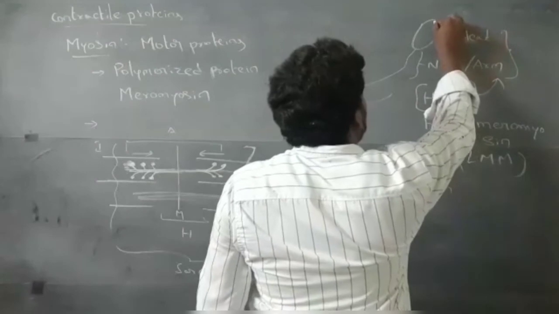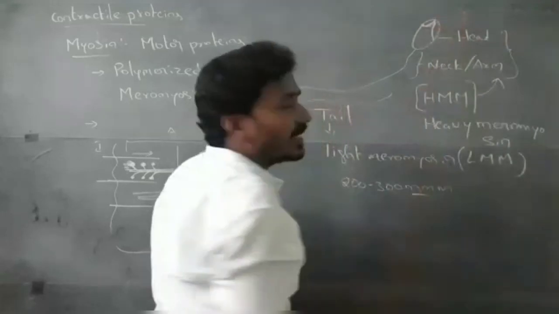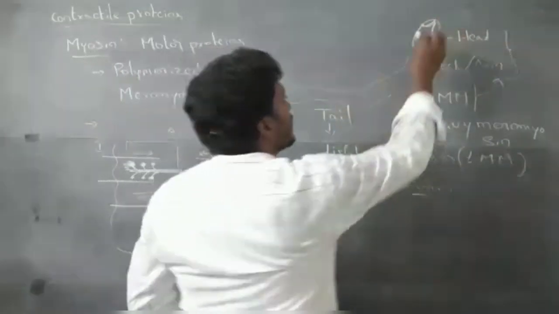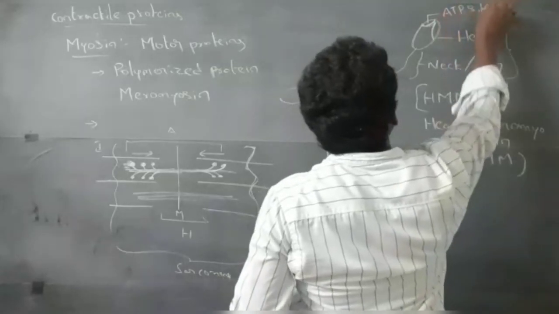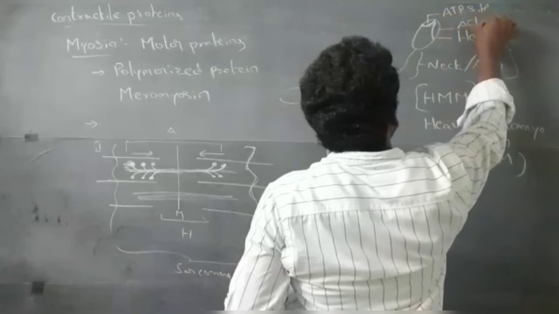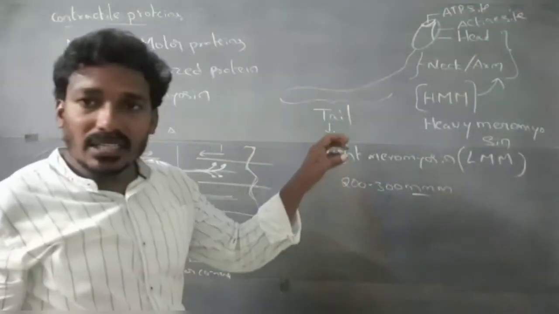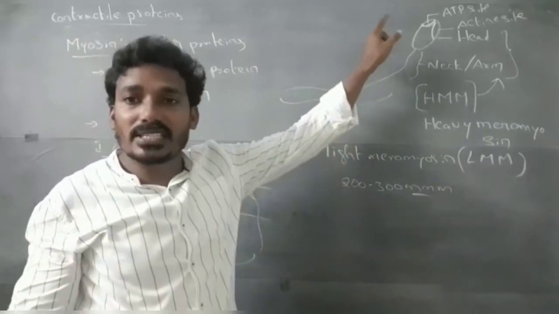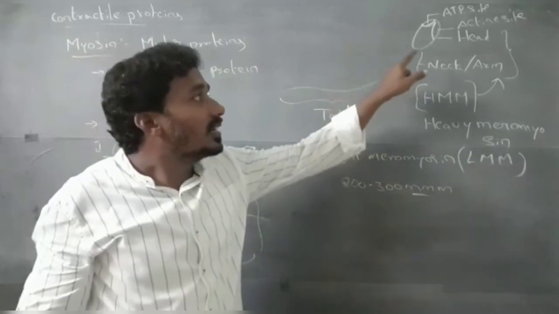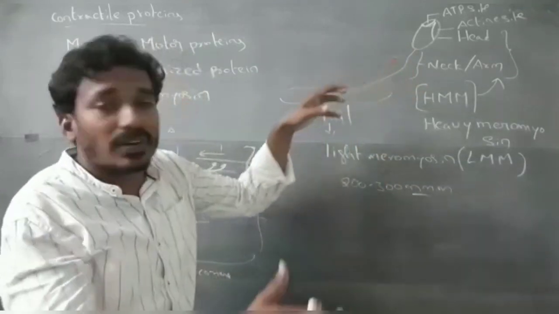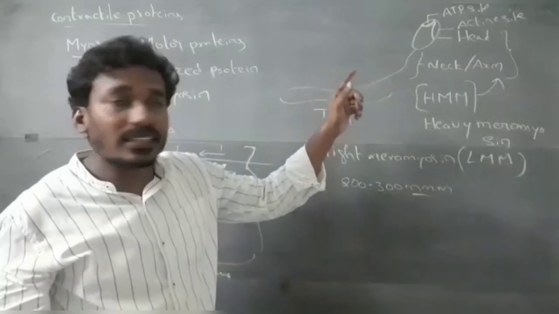Next, the head contains two regions. This is the ATP binding site and this is the actin site. The ATP binding site contains the ATPase enzyme. The actin site helps in the attachment of the actin molecule.